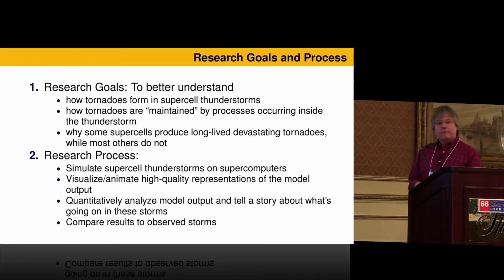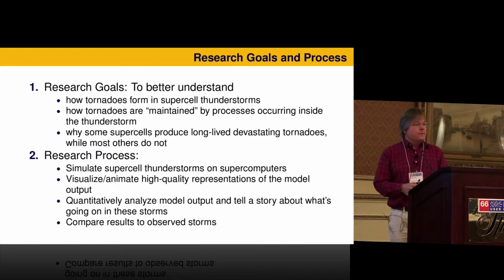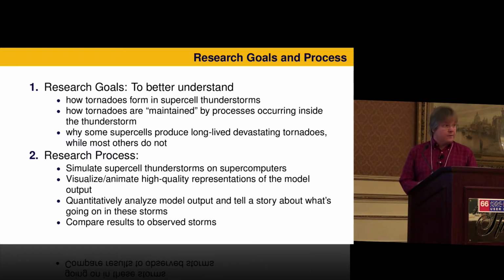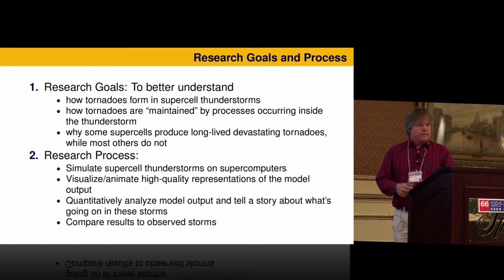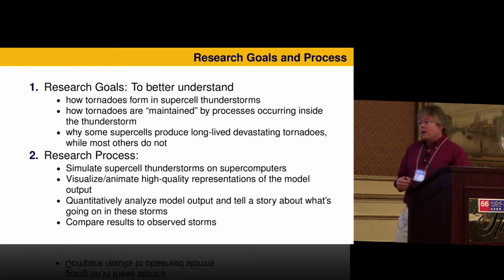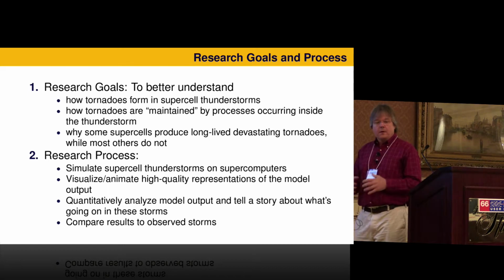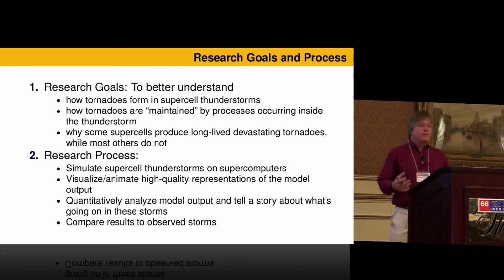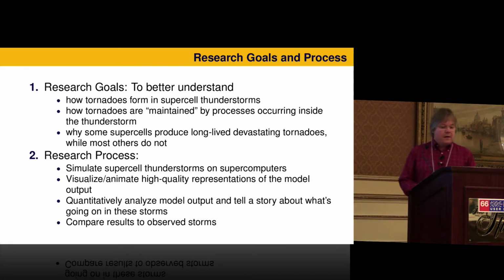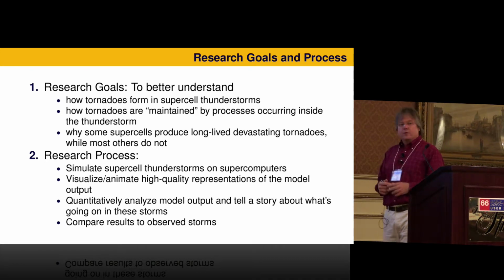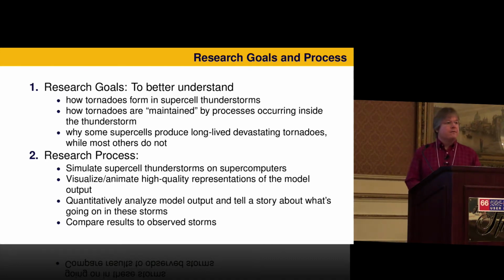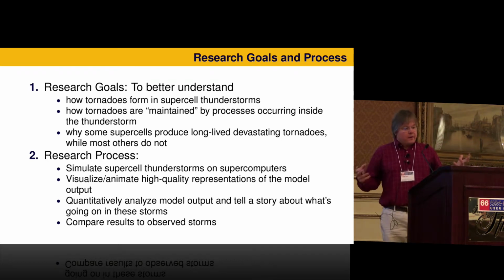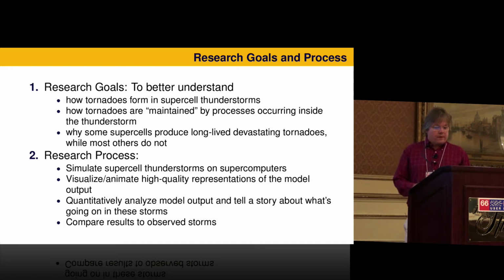We really don't have a very good idea of all the mechanisms that go into tornado formation, specifically genesis, the formation of tornadoes. We want to also know, once a tornado has formed, what are the processes going on within the storm that maintain it throughout its life. And also, a really important question is why some supercell thunderstorms produce these long track EF5 type top end tornadoes while others do not. So essentially, the process is to simulate the storms on supercomputers.